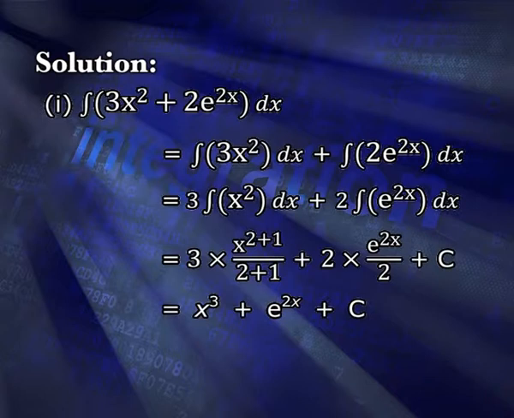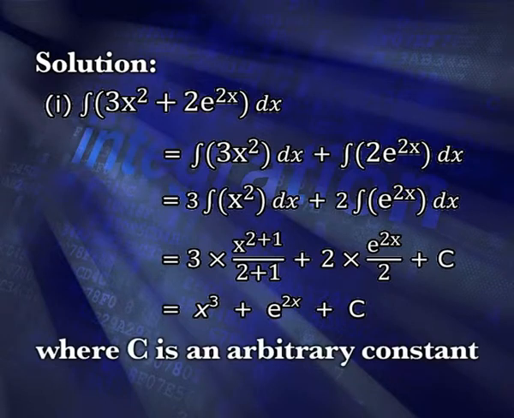Integration of 3x square plus 2e to the power 2x of dx is equal to integration of 3x square dx plus integration of 2e to the power 2x dx. So that is equal to 3 times integration of x square dx plus 2 times integration of e to the power 2x dx. So that is equal to 3 times x to the power 2 plus 1 by 2 plus 1 plus 2 times e to the power 2x by 2 plus c. So that is equal to x to the power 3 plus e to the power 2x plus c, where c is an arbitrary constant.